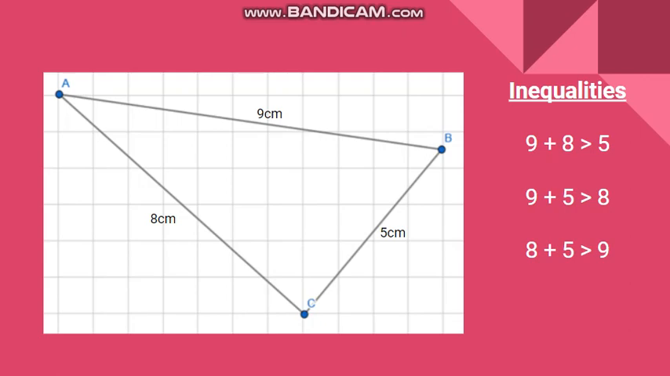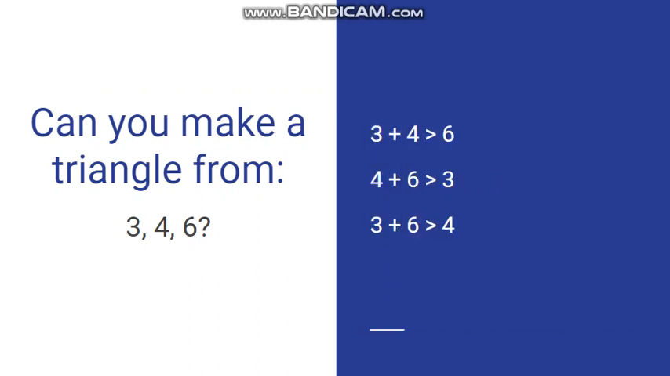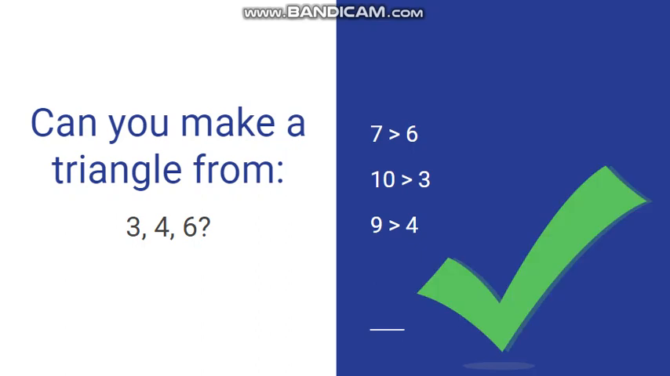So the first exercise is, can you make a triangle from a side that's 3, a side that's 4, and a side that's 6? Well, 3 plus 4 is 7. 4 plus 6 is 10. 3 plus 6 is 9. 7 is greater than 6. 10 is greater than 3. 9 is greater than 4. That checks out. It fits the triangle inequality theorem. Yes, we could make a triangle out of those three sides.